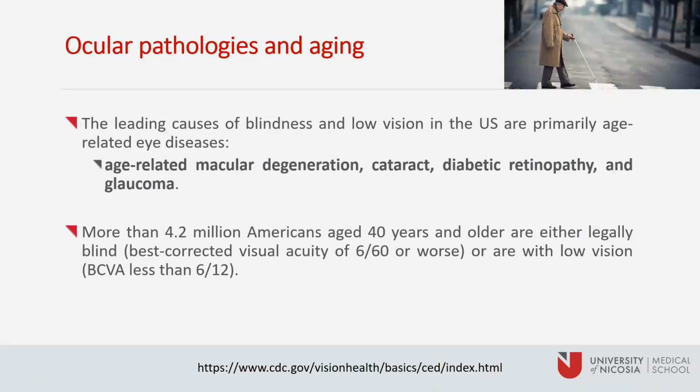According to the CDC, more than 4.2 million Americans aged 40 years or older are either legally blind, which means their visual acuity is 6/60 or worse, or they have low vision. Low vision means that their BCVA is less than 6/12. This figure actually shows you how common vision loss is, even at 40 years of age.